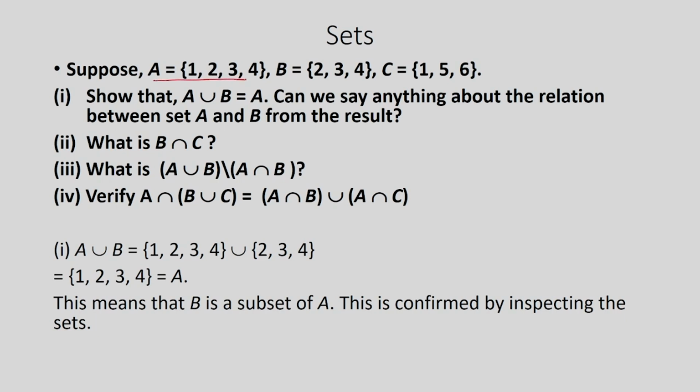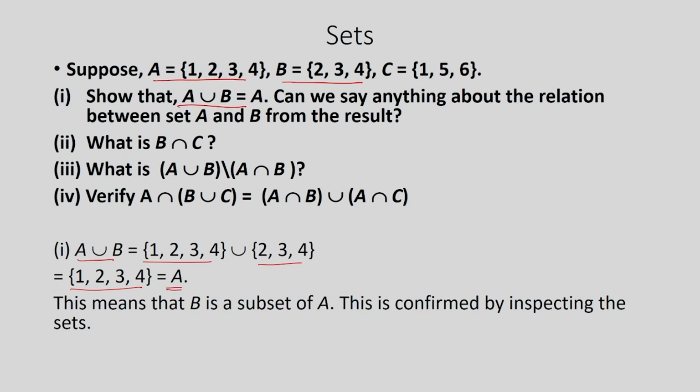A is known to us, B is known to us, so we can find out what is A union B. So, A union B is equal to this set, that is A 1, 2, 3, 4 and B 2, 3, 4. The union of these two sets will consist of those elements which are there in either set A or set B. So, it will be 1, 2, 3 and 4, and this is nothing but set A, right. So, that is what we were supposed to prove, that A union B is equal to A.